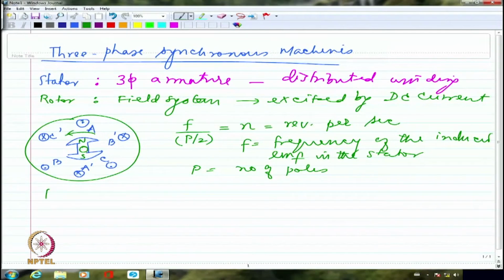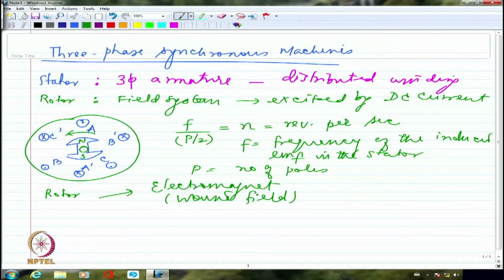We said the rotor can be of two types. It can be made up of an electromagnet, in which case we call it wound field, which is going to be excited by a DC current. So we call this electromagnet or wound field. And in this itself we talked about two types. In one case, the air gap between the rotor and the stator is completely uniform, in which case we call it a cylindrical rotor. There is no protrusion from the rotor side, so you essentially have a uniform air gap in the case of a cylindrical rotor.